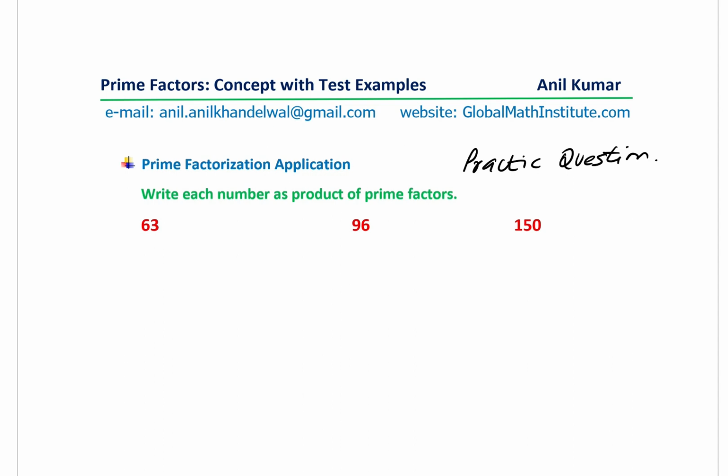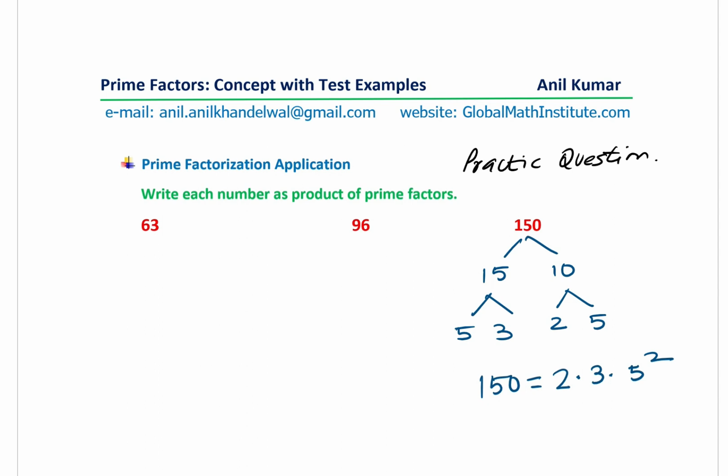Correct? Let me do one of them for you. Let's say 150. So you can go about like 15 times 10. Did we divide by a prime number? No. Any numbers you could choose. And 15 is 5 times 3. 10 is 2 times 5. And therefore, I could write 150 as equal to 2 times 3 times 5 squared. And that becomes my answer. So likewise, I would like you to do the rest.